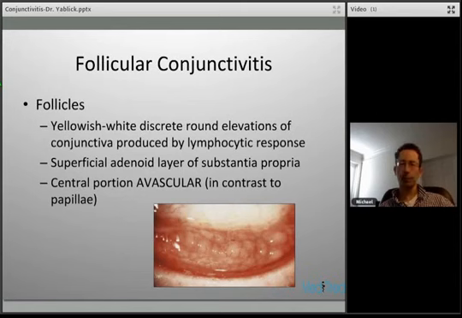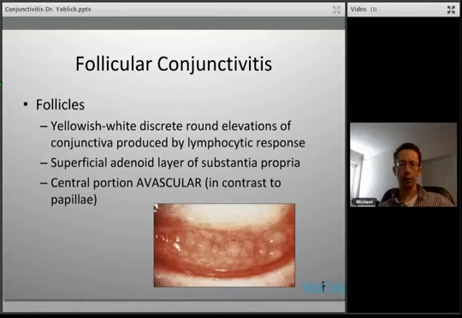So we talked about papillary conjunctivitis. The other form is follicular conjunctivitis. And this is characterized by follicles, which are these yellowish, whitish, discrete round elevations, usually found within the lower fornix of the conjunctiva, and it's produced by a lymphocytic response.